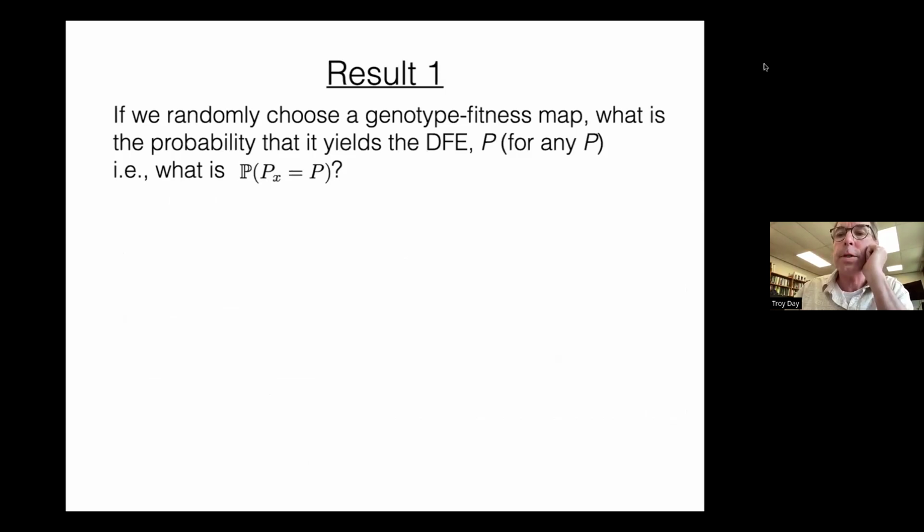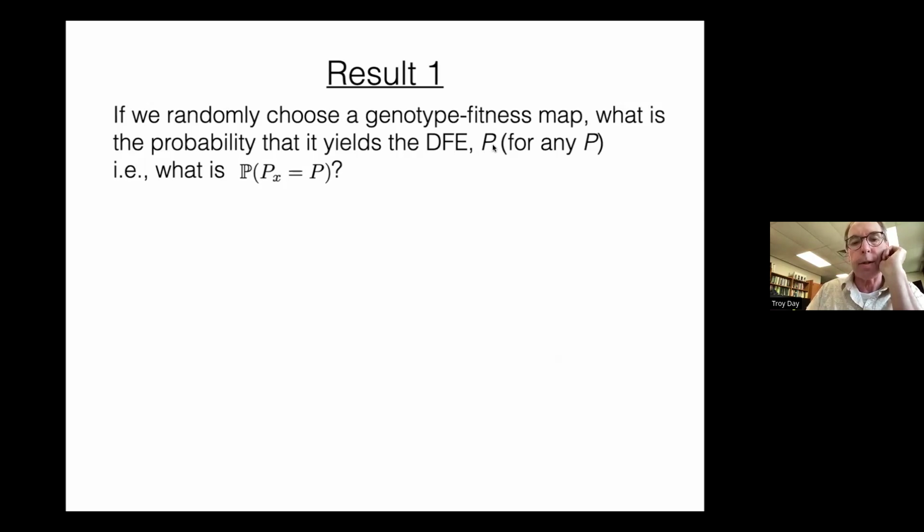So here's the first mathematical result that's going to be important. There'll be two mathematical results that are important, and I'm going to put them together to give me the thing I want. The first result: I want to imagine choosing a random genotype fitness map, and I want to ask, what's the probability it produces a particular distribution of fitness effects?